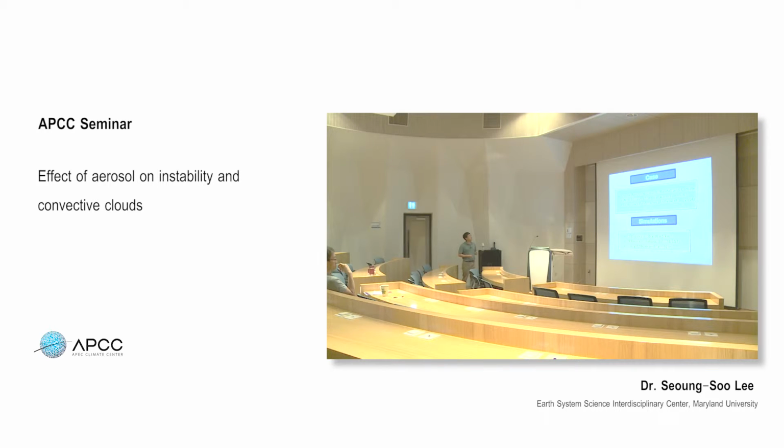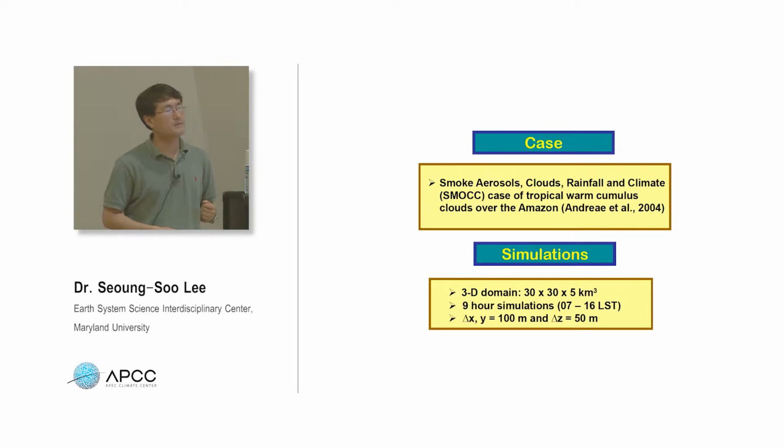Using this model, a case of a warm cumulus cloud over a tropical region, specifically over the Amazon, is simulated over a three-dimensional domain, 30 km by 30 km horizontally and 5 km vertically. Simulations here last 9 hours. Grid spacing is 100 meters horizontally and 50 meters vertically, kind of an LES model setup.